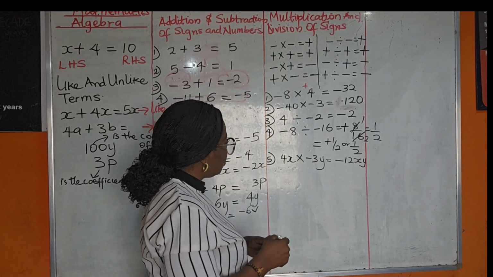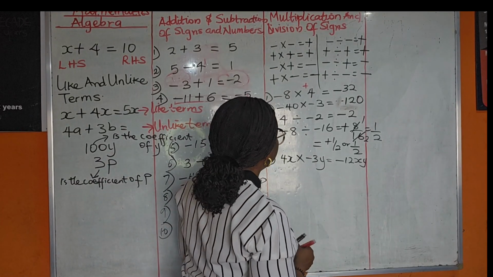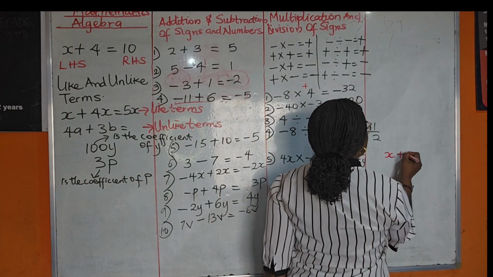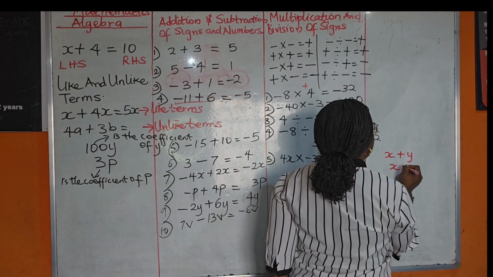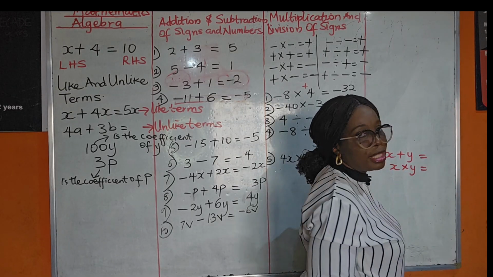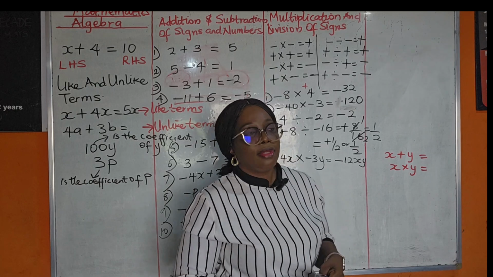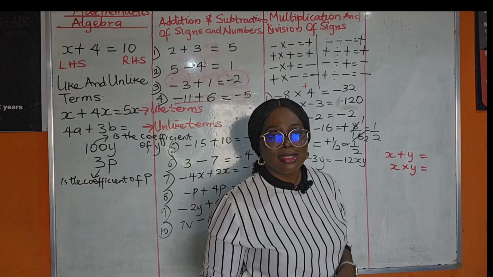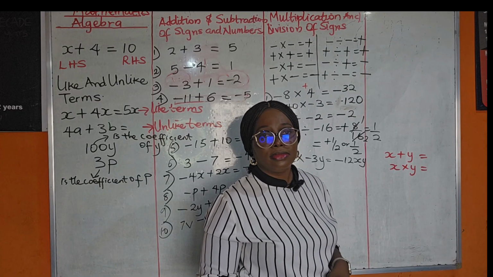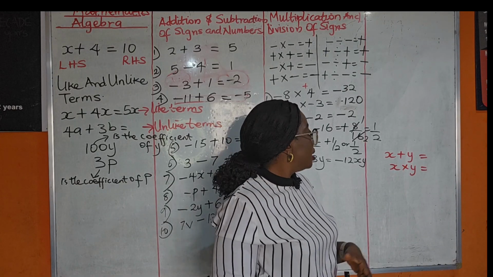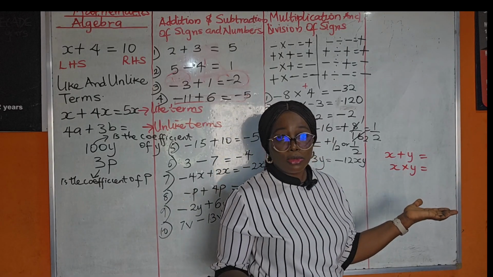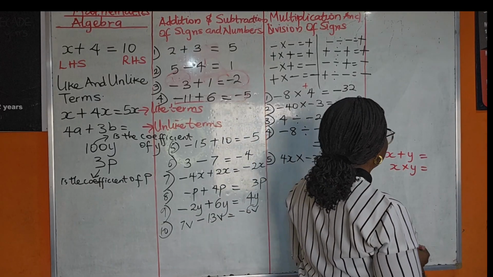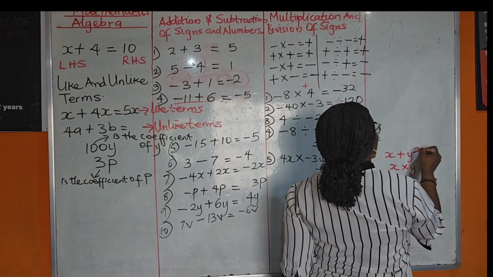That brings me to this. I want you to pay attention to this. Let me digress a little. Do you know that x plus y and x times y mean two different things? If you have something like this, x plus y, you cannot add unlike terms. In algebra, adding x plus y is impossible. There is no answer for this. Why? Because they are unlike terms.